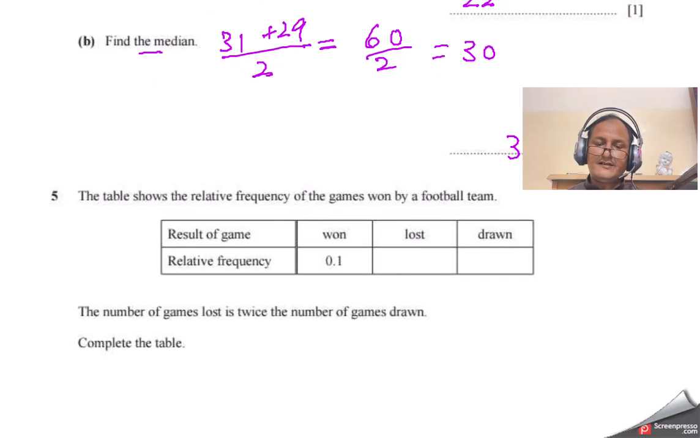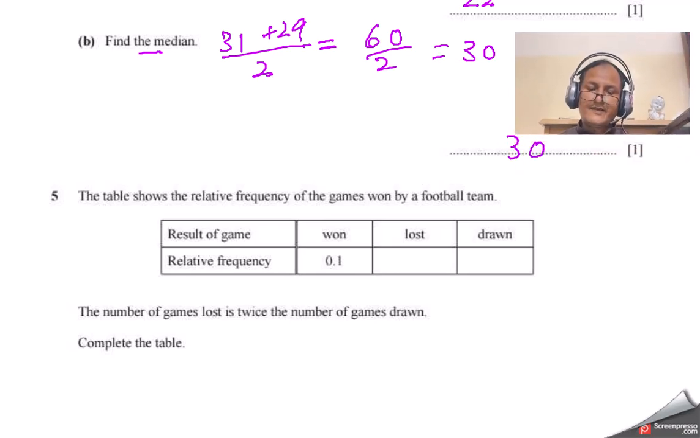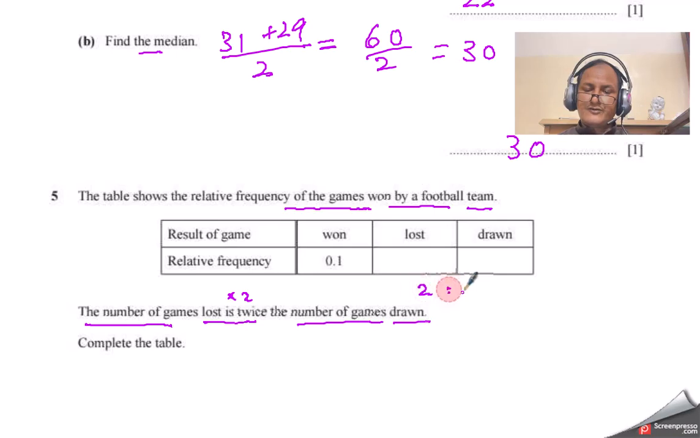Question number 5. The table shows the relative frequency of the games won by a football team. The number of games lost is twice, it means 2 times, the number of games drawn. It means the ratio of lost to drawn is 2:1. We're supposed to complete the table.